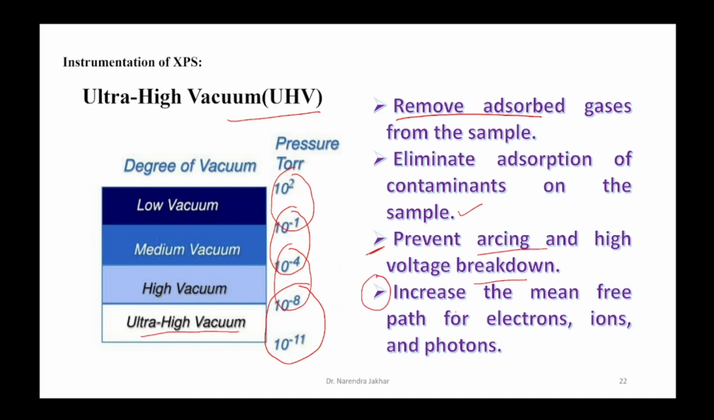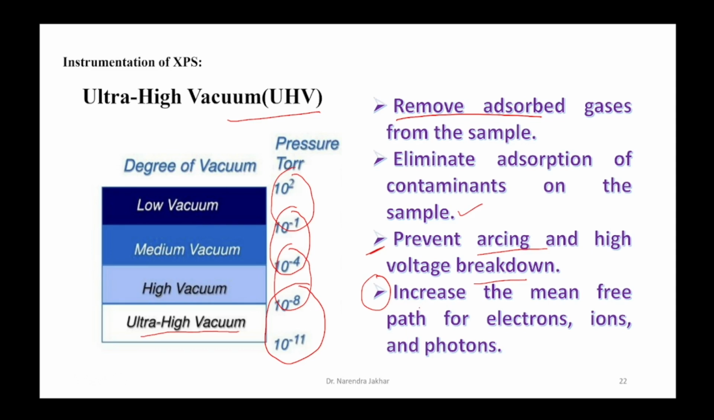Charged particles dissipate their energies in a medium when they traverse through it. So if there is no ultra high vacuum, and a medium is there, then the electron loses its energy before reaching the detector. So we get the wrong information in that case: wrong information of the kinetic energy and wrong information of the associated binding energy.